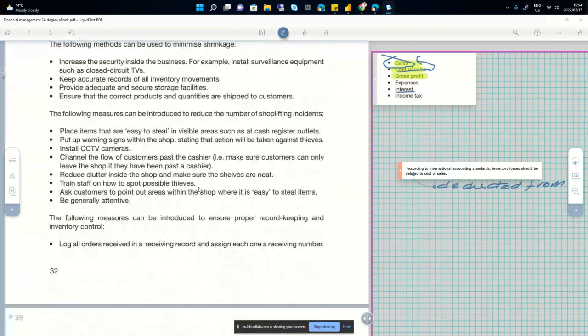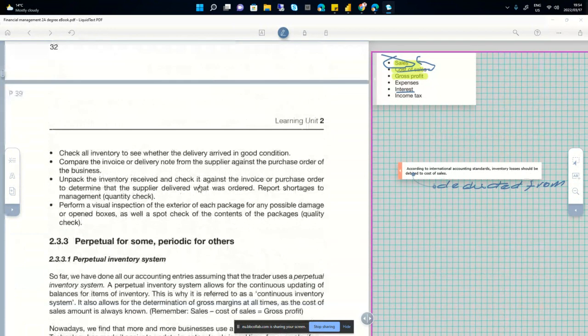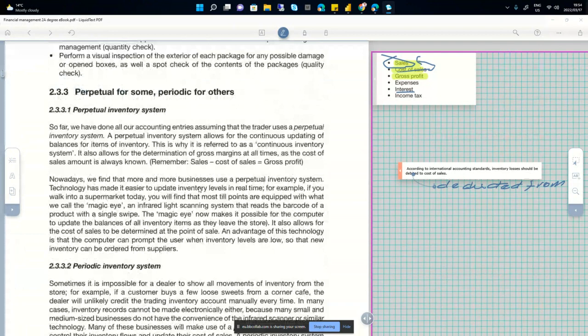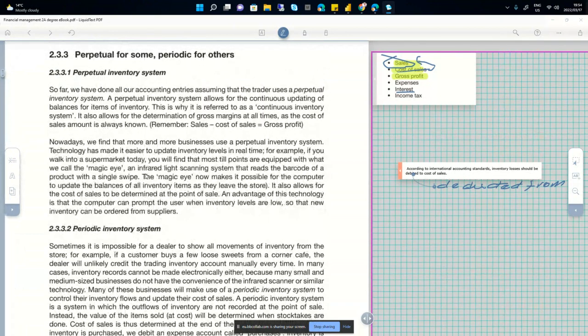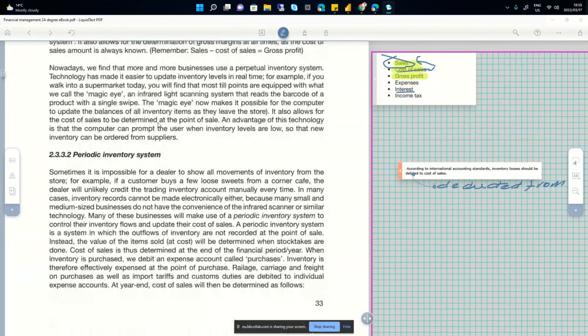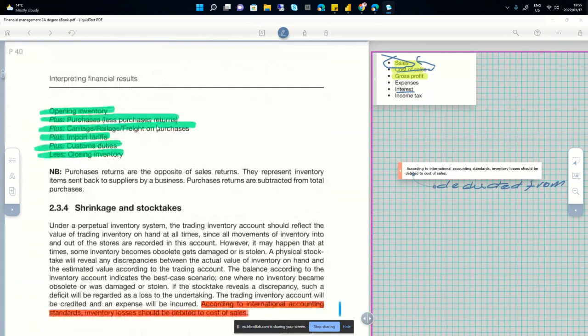And that's why businesses work hard to minimize shrinkage. All right, I think you can have a good read on the perpetual inventory system. Many businesses are using the perpetual inventory system that allows them to track the inventories at any point in time. But you also have the periodic inventory system. You should just know the difference.